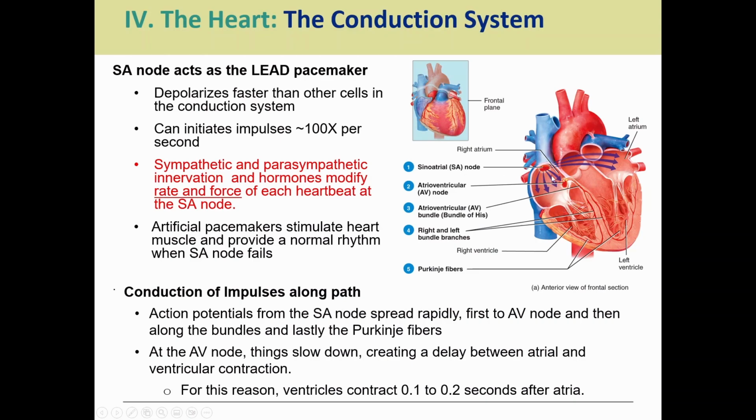Having the SA to AV node happen quickly means the atria will contract quickly. Having a slowdown from the AV node down around the ventricles means there's a slight delay, so that the atria will contract first and then the ventricles will contract a split second afterwards. But we need that delay, because if they were all contracting exactly together, blood would not be able to flow through. The atria contract first, which injects blood from the atria into the ventricles, and then the ventricles contract after that slight delay. They're now filled with blood so that they can inject blood into the blood vessels.